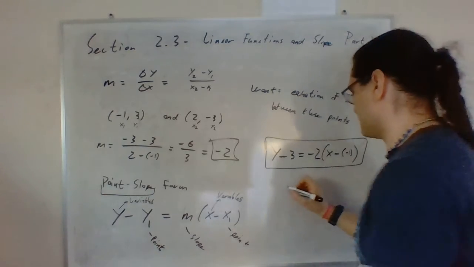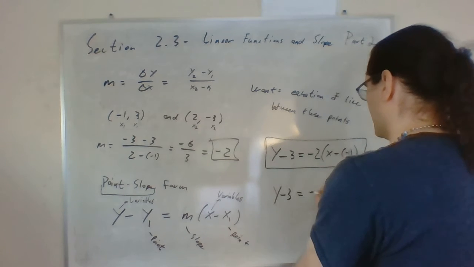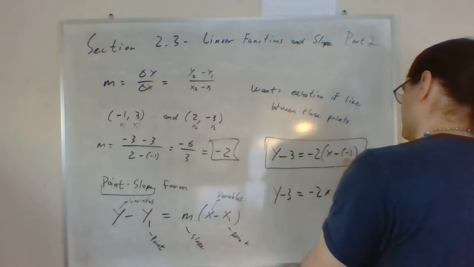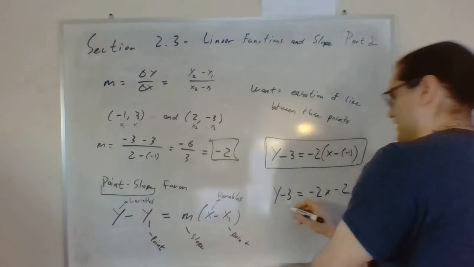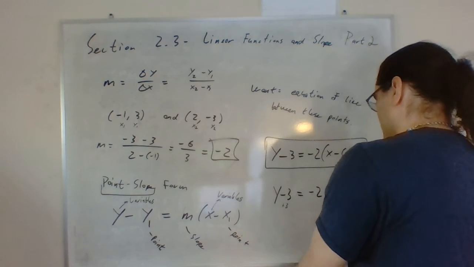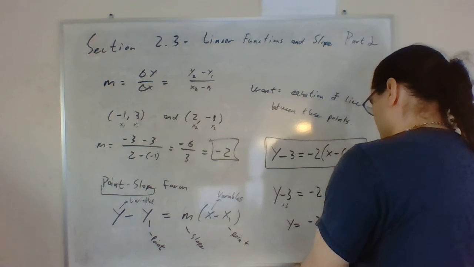We just need to distribute this -2. So we have y minus 3 equals -2x. Let's see, this is going to be +1, times -2 stays -2. And then we add 3 to both sides. And we get y equals -2x plus 1.